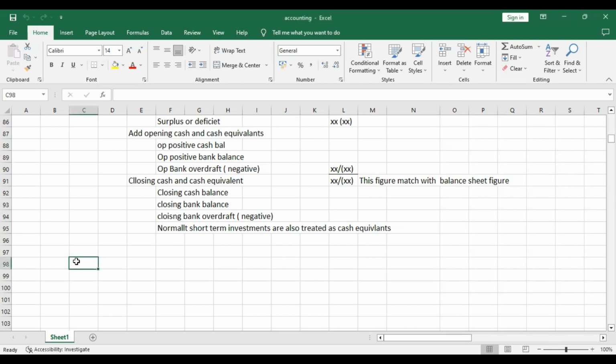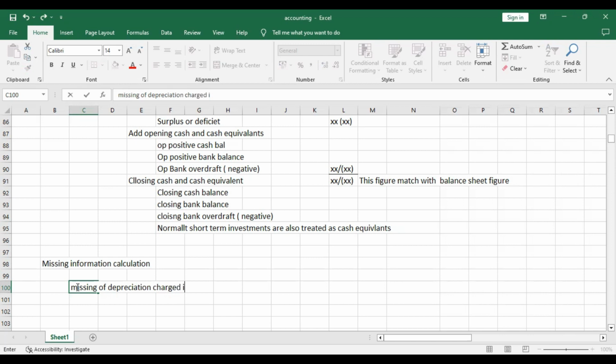What are the major missing information that you can identify? Number one is missing information calculation. Mostly, sometimes, the depreciation charged in the current year is missing.